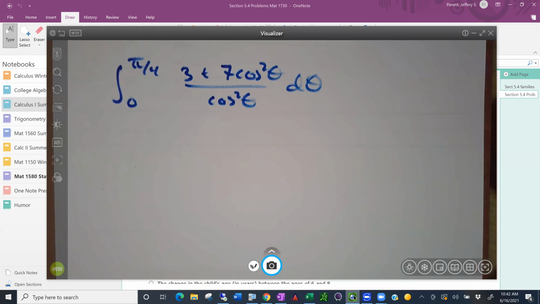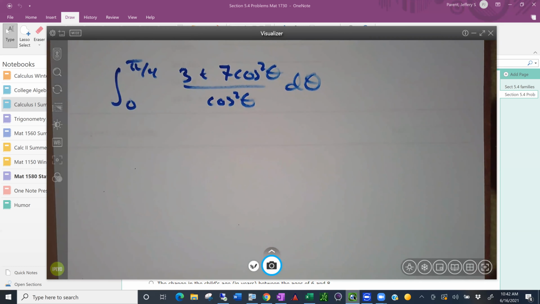So as it stands, this is not something that personally I know the antiderivative of. I have no idea. But we can whip this into shape into something for which we can find an antiderivative. So let's see how you do that.